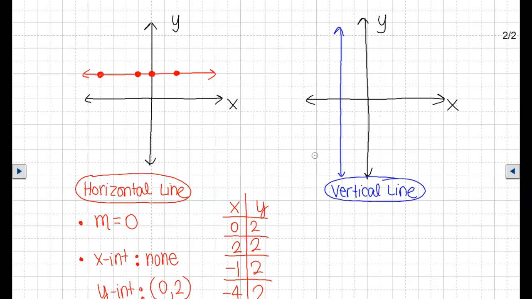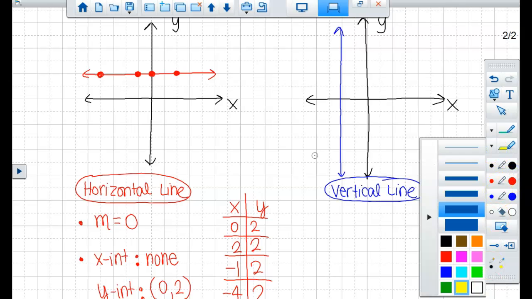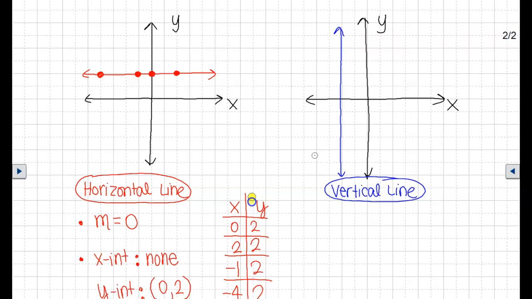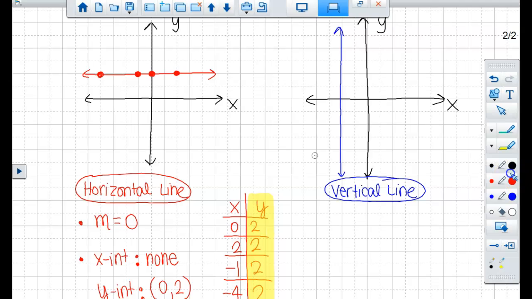So I want to point out something here. I want you to notice when I start looking at a table of points for this horizontal line, that all of the points have a y value of 2. So I have a slope of 0. I have no x-intercept. My y-intercept happened at 2, and I want you to notice that the y value for every single point in this table is a 2.